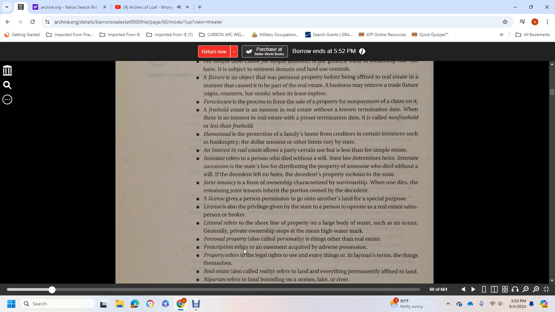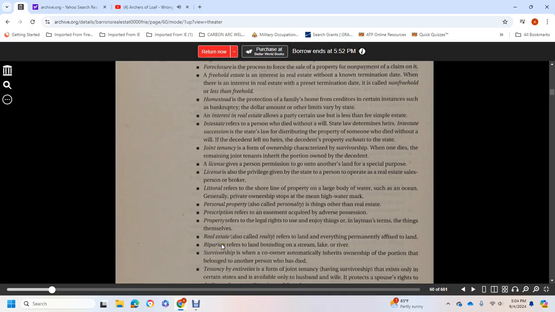Littoral refers to shoreline property on a large body of water such as the ocean. Generally, private ownership stops at the mean high water mark. Personal property, also called personalty, is anything other than real estate. Prescription refers to an easement acquired by adverse possession. Property refers to legal rights to use and enjoy things. In layman's terms, things themselves. Real estate, also called realty, refers to the land and everything permanently affixed to the land.